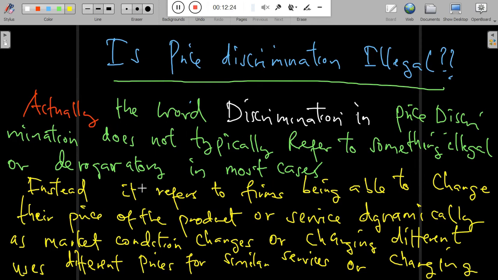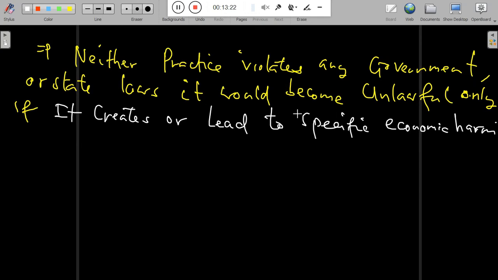Now let's ask ourselves again, is price discrimination illegal? Actually, the word discrimination in price discrimination does not typically refer to something illegal or derogatory in most cases. Instead, it refers to firms being able to charge prices for products or services dynamically as market conditions change, or charging different users different prices for similar services, or charging different users for different services. Neither practice violates any government or state laws. It becomes unlawful only if it creates or leads to a specific economic harm.